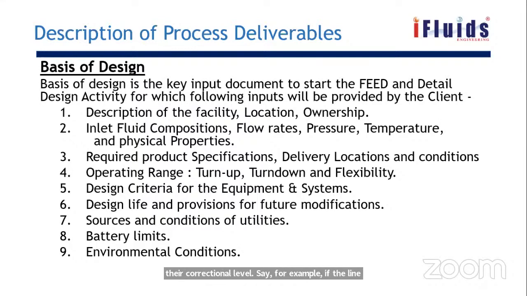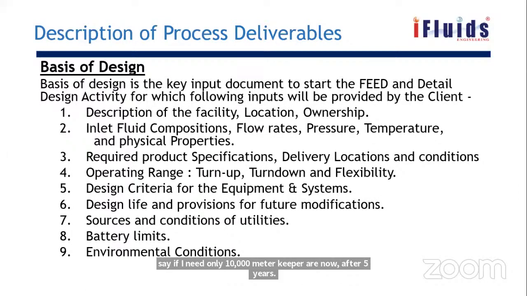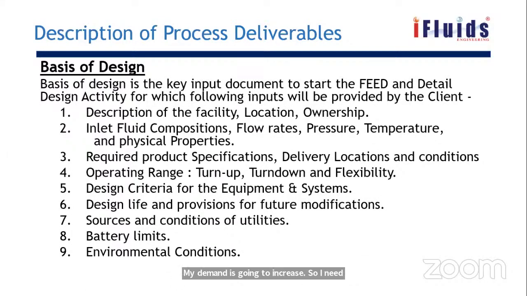And then the future modification. Say if I need only 10,000 meter cube per hour now, after 5 years my demand is going to increase. So I need to provide space for the future equipment. Accordingly, they will provide future piping connections with the tie-ins, with isolation valves, and then the future space for the additional equipment. So those data will be given in the basis of design.